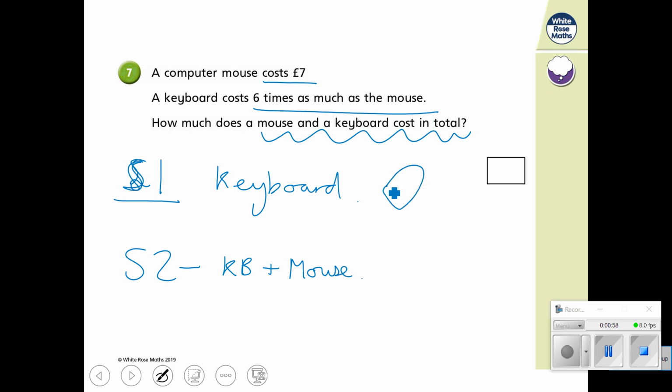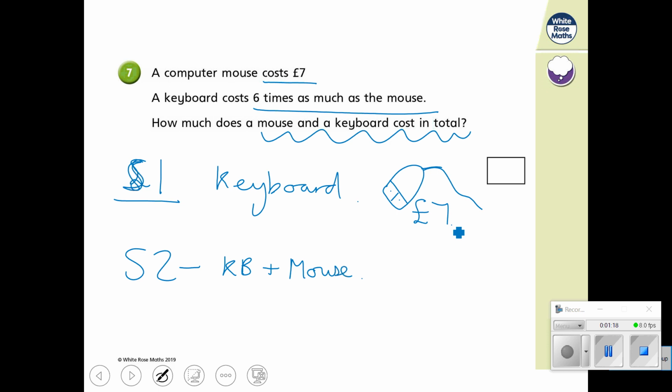Now, if you don't know what a computer mouse looks like, it used to look a little bit like this. And you had 2 buttons here and here that you could press. It's connected to your computer and you could swiggle it around and be able to operate the cursor. These days you tend to have a touchpad. Anyway, this costs £7. Okay?